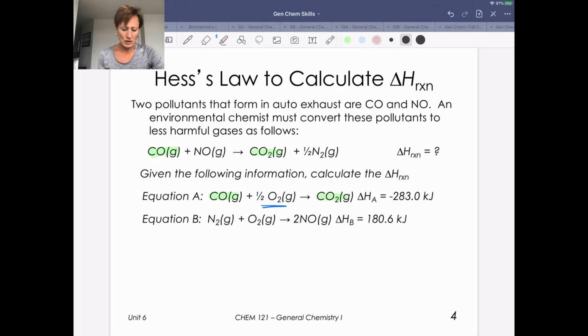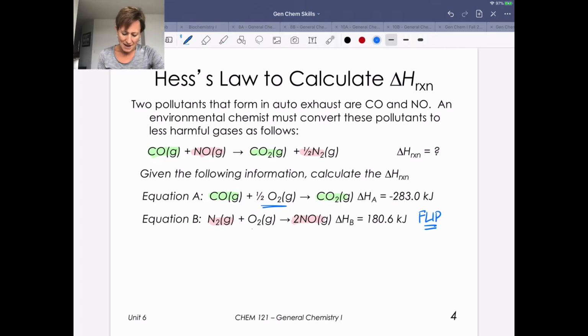Let's look at my next equation here. All right, NO. I want NO on my reactant side, but the equation that I'm given here has NO on the right. So this is a little bit of information that tells me I need to flip this equation. So this is going to be flipped. Let's see if other things work here to flip. Yep, look at this. I need to have nitrogen as a product. This one has it as a reactant. So definitely want to flip.